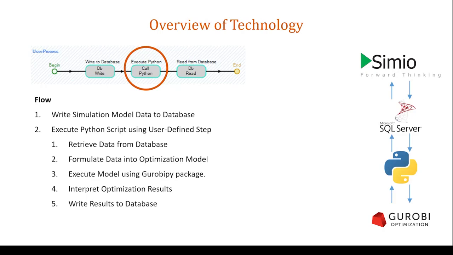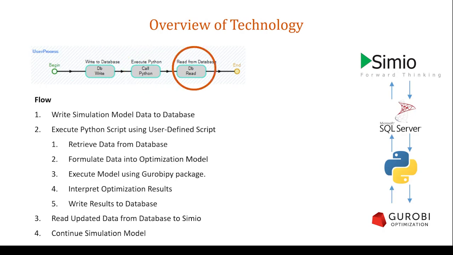The Python script then completes the following steps. First, it retrieves data from the database. Then that data is manipulated into data structures that will then be solved using the Gurobi Py package. The results are interpreted, manipulated, and loaded back into the database. Then, during the DB read step, Simio will retrieve the updated data in the database and update its data table accordingly. The simulation model will continue until the next time the process is triggered and executed.